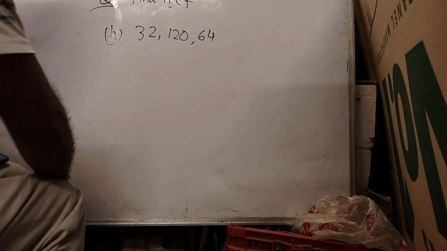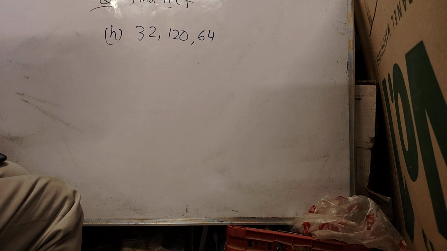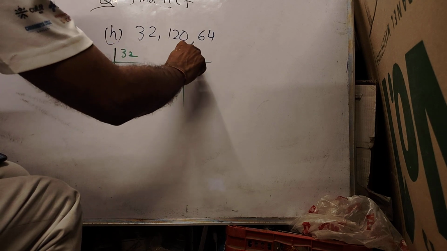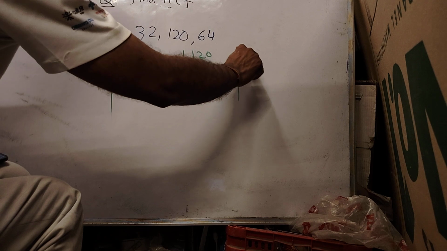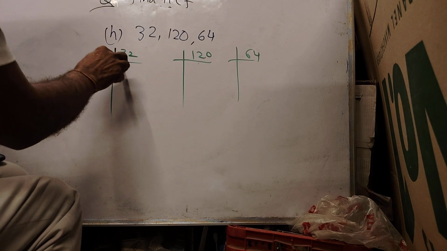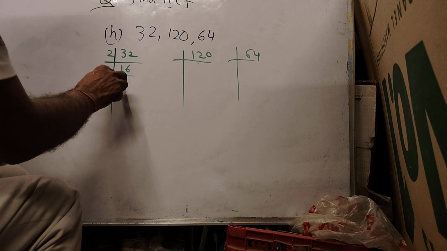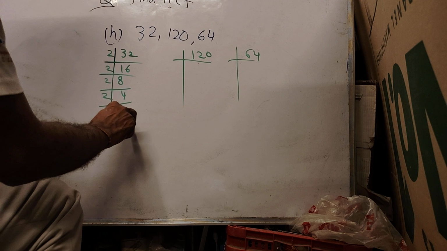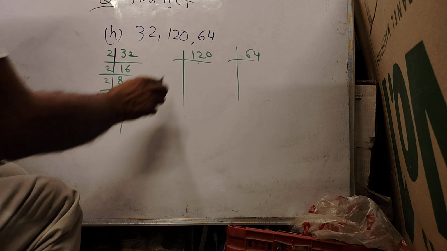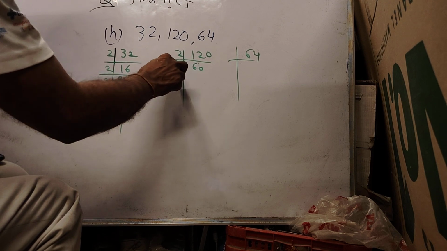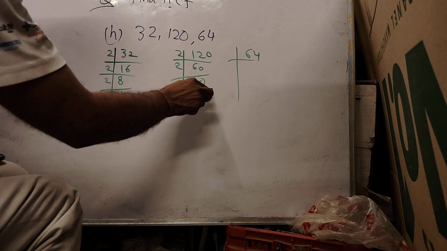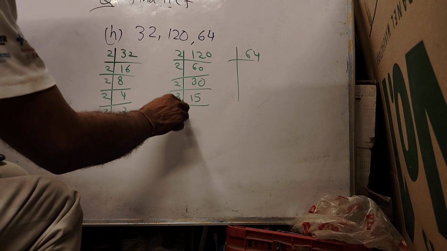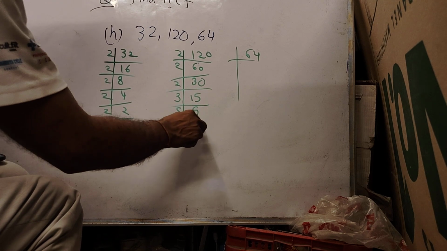In this problem again we are making prime factors of 3 different numbers. First, 32 divides by 2 to give 16. 16 divided by 2 gives 8. 8 divided by 2 gives 4. 4 divided by 2 gives 2. So these are the prime factors of 32. Now 120 divides by 2 to give 60. 60 divides by 2 to give 30. 30 divides by 2 to give 15, and it is divisible by 5 to give 3. Now it is divisible by 3 one time.